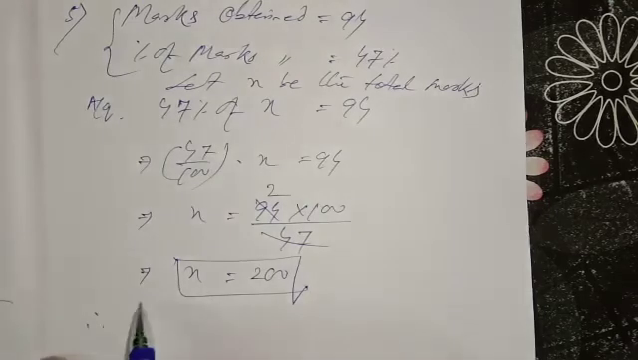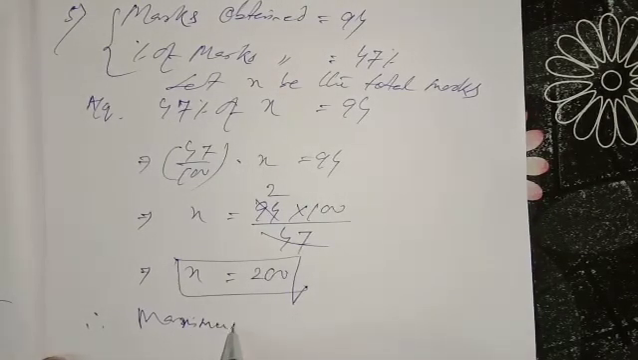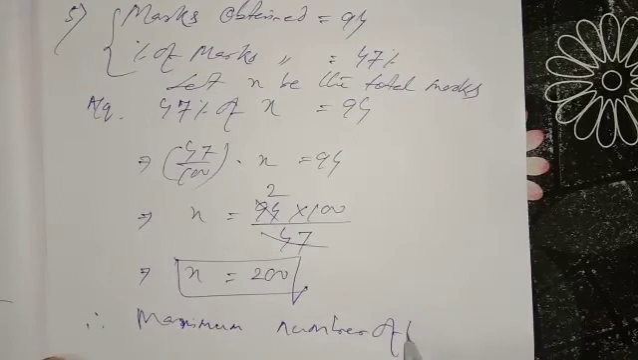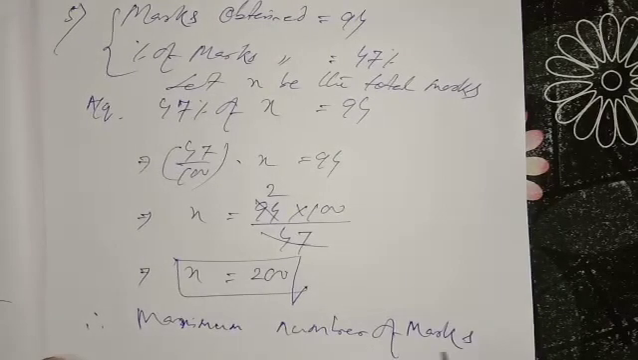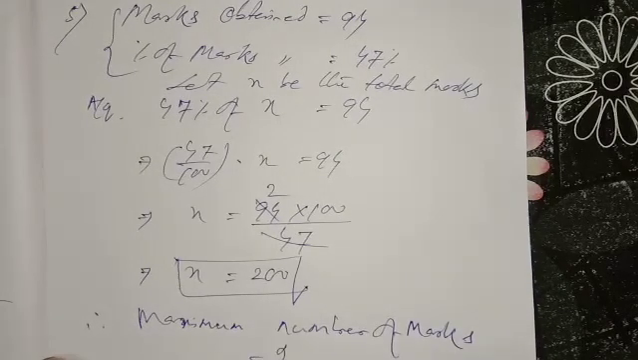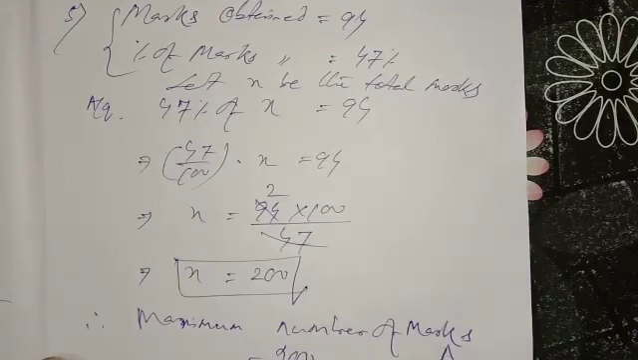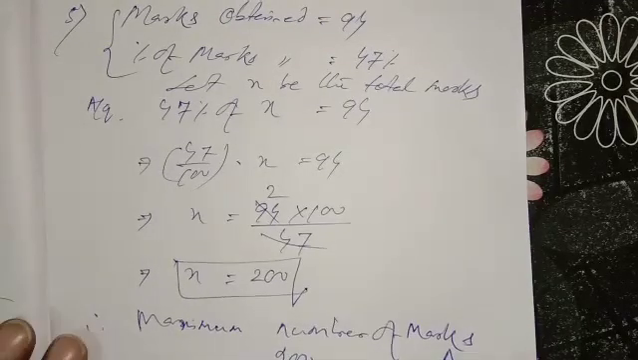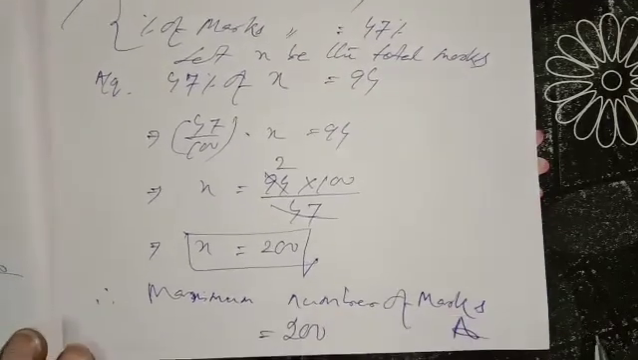Therefore the maximum number of marks equal to how much? That is 200. Out of 200 he got 94, which is equal to 47%. I hope it is clear for you.